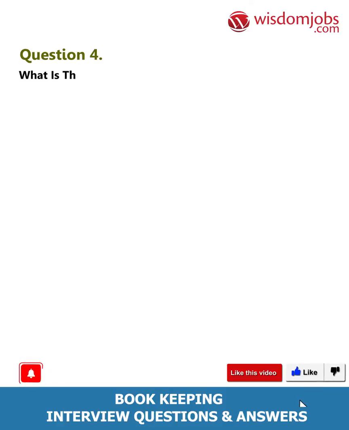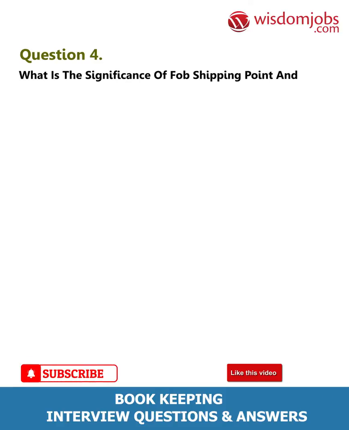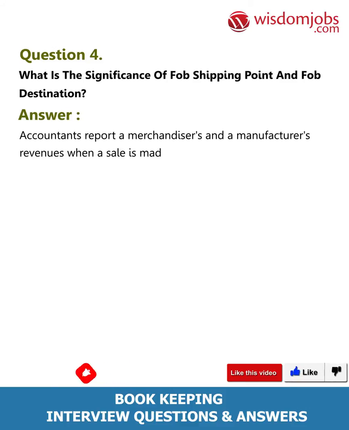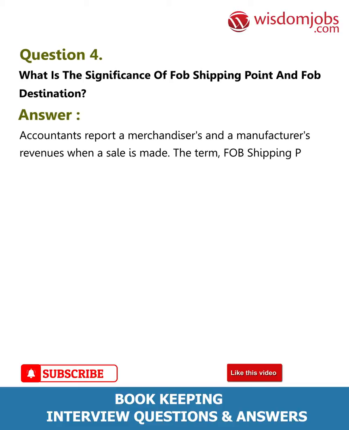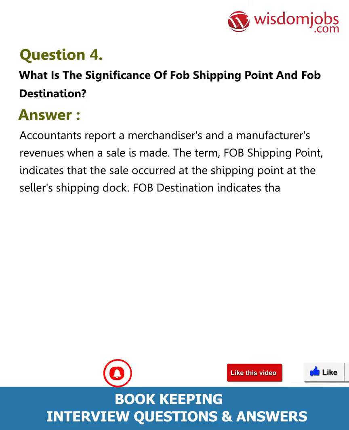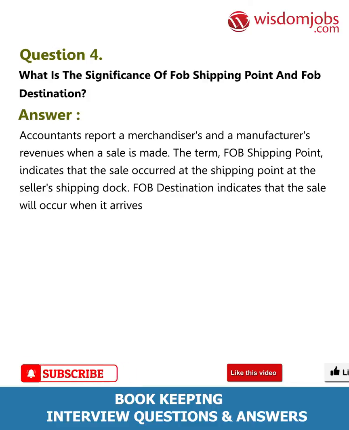Question 4. What is the significance of FOB shipping point and FOB destination? Answer. Accountants report a merchandiser's and a manufacturer's revenues when a sale is made. The term FOB shipping point indicates that the sale occurred at the shipping point, at the seller's shipping dock. FOB destination indicates that the sale will occur when it arrives at the destination, at the buyer's receiving dock.